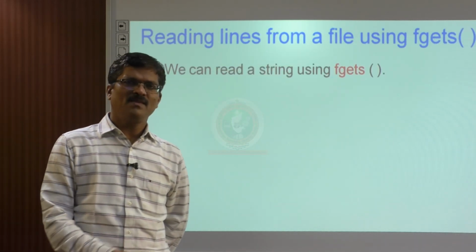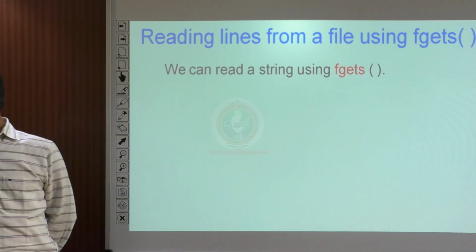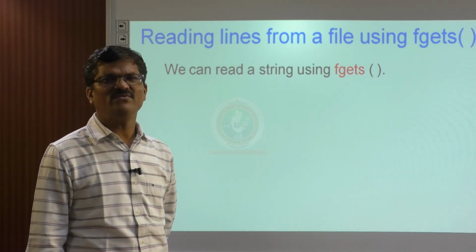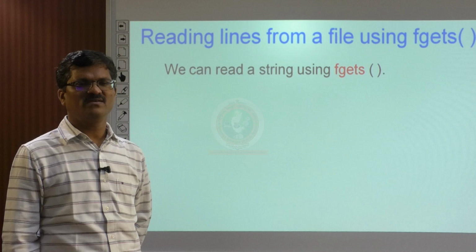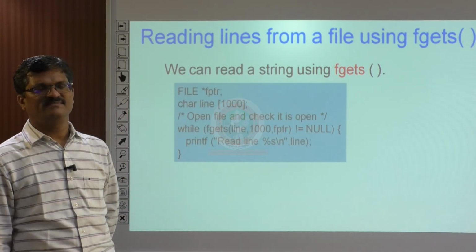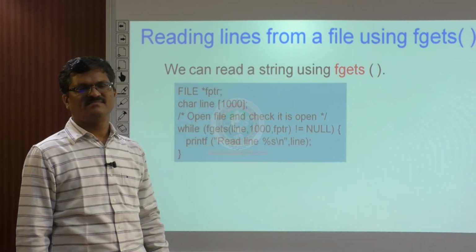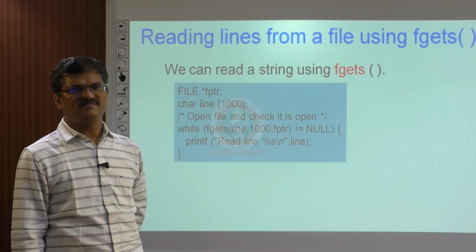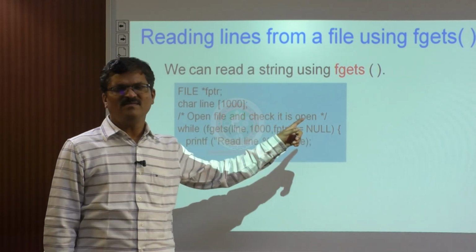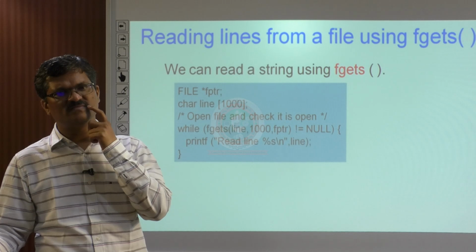In the same way, if you wish to read a whole line from a file, we can make use of the fgets command in a similar way. So, FILE star fptr, and we define a string, or an array of characters, called line, which is of size 1000. Next, you open the file using the fopen command and check whether the file is opened or not.